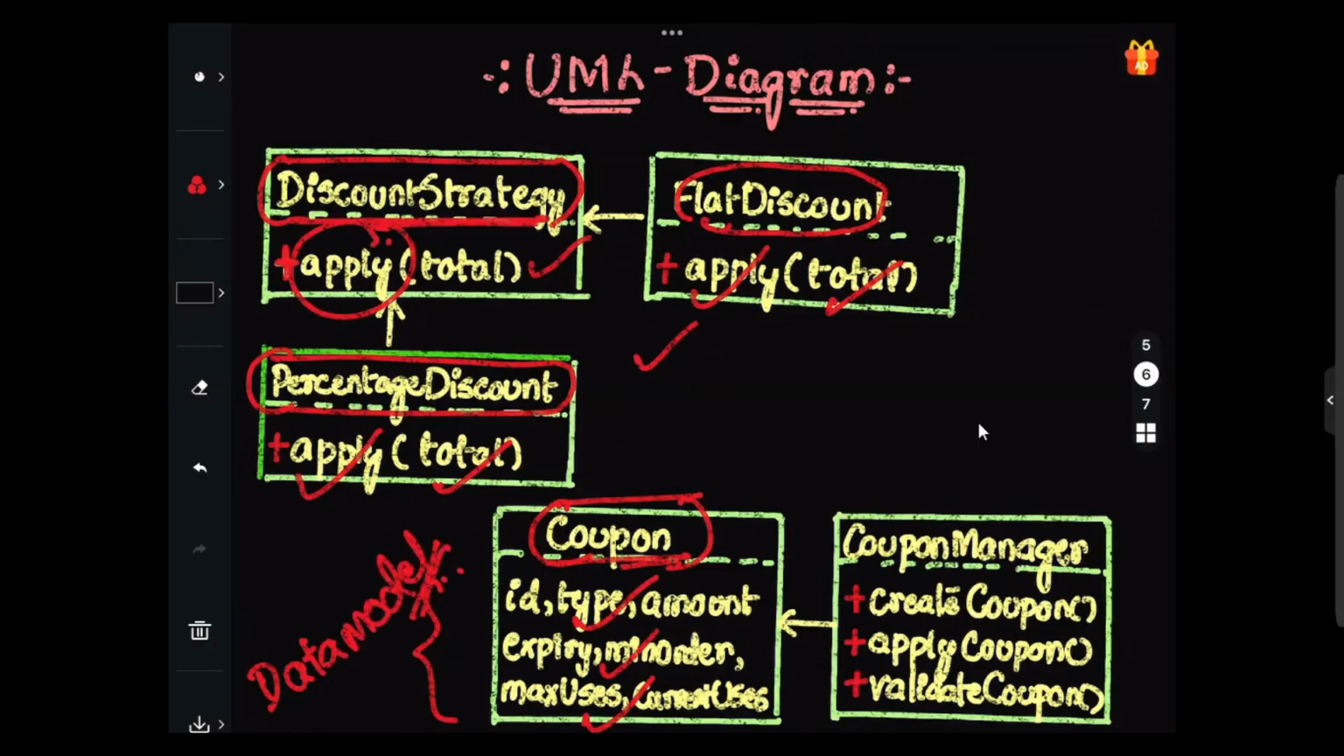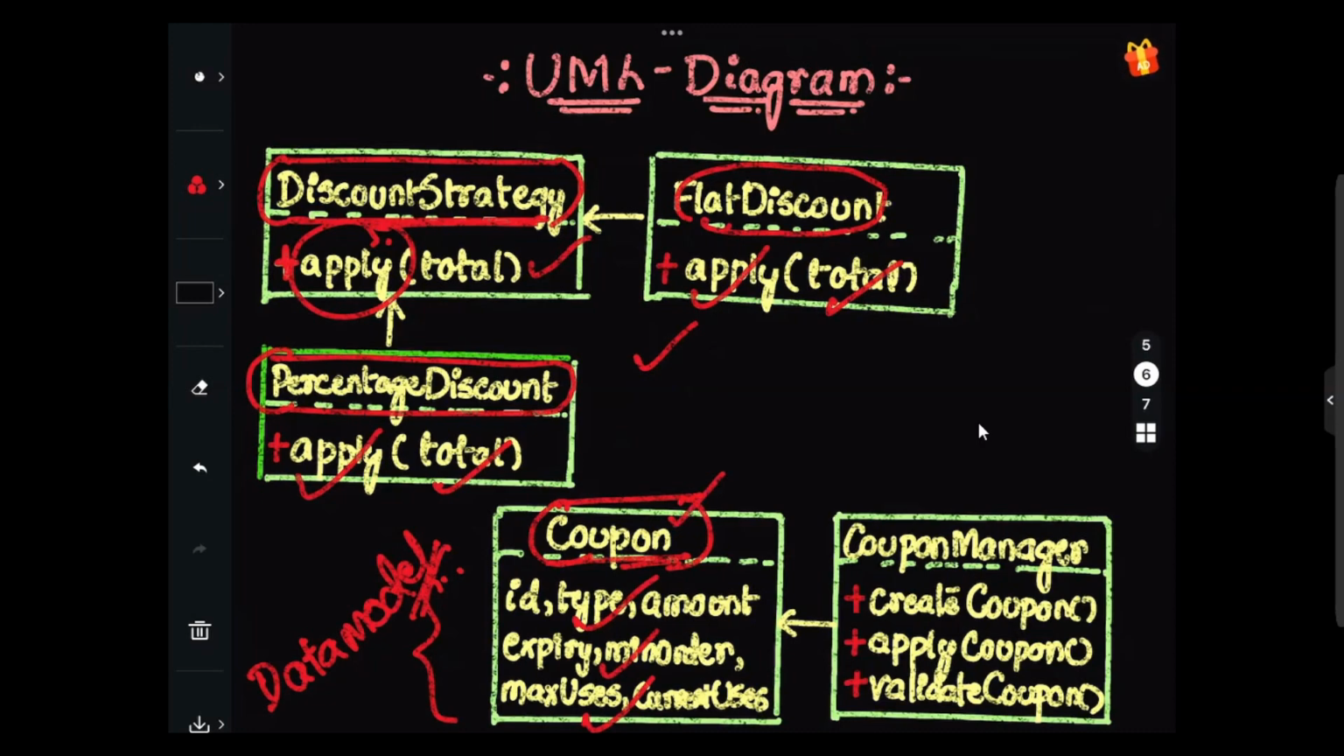As we are just going with in-memory, we don't have to care about external databases, or else we should have explained this. We would have discussed which databases we'll be making use of and what are the things that we'll be using here, right? So those things we should have discussed here. As we are going with in-memory, in the data model we only have these things: id, type, amount, expiry, min order, max uses, and the current uses, within the coupon class.